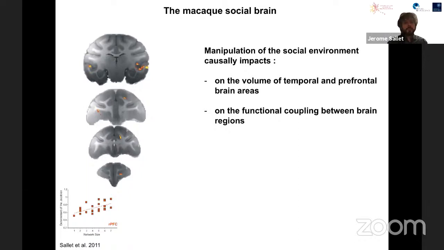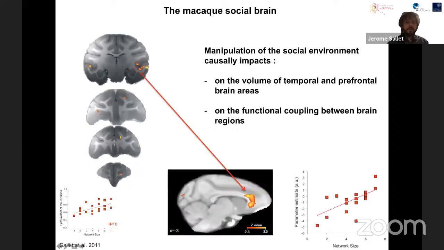Not only did we observe some changes in various parts of the brain, but we also noticed that there were changes in the way those brain regions were interacting. So if you look at the resting state data and you place a seed in the superior temporal sulcus, we find that this region is coupled with the medial prefrontal cortex and with the anterior cingulate regions. But the way those regions are interacting is modulated by the size of the social network. And so the larger the social network, the stronger is the coupling between those two regions.